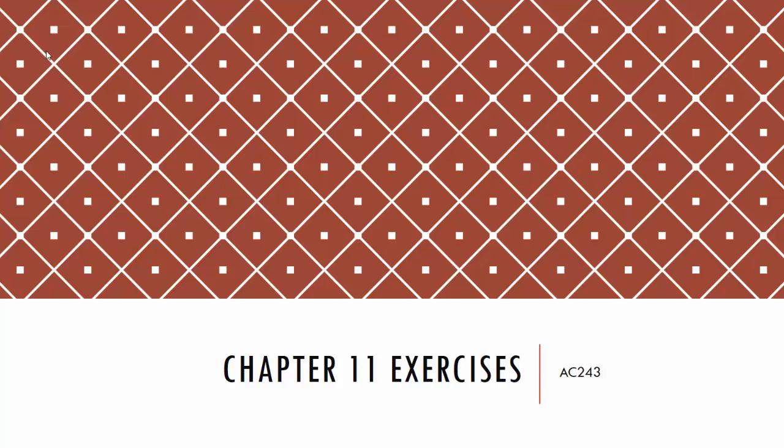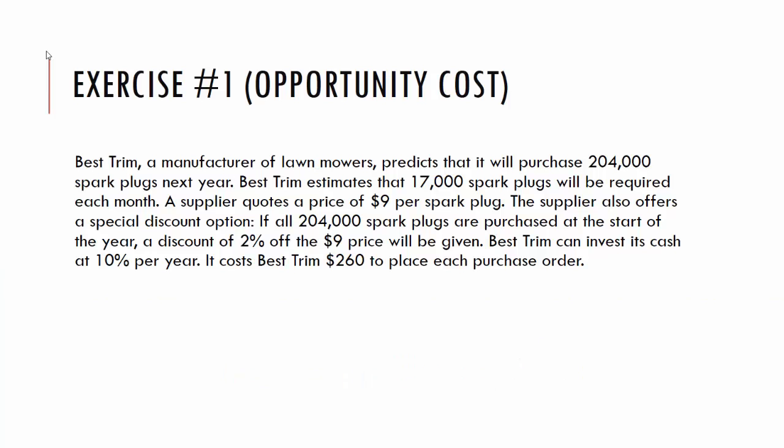Hi everyone, let's do some example exercises for chapter 11. The first example exercise deals with opportunity cost, and that is the cost of what you're giving up by choosing to do something else instead. In this case, Best Trim, who manufactures lawnmowers, is going to have a decision to make when it comes to purchasing. They call this the economic order quantity.